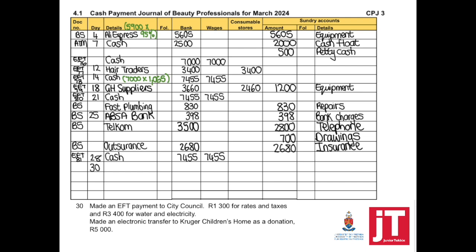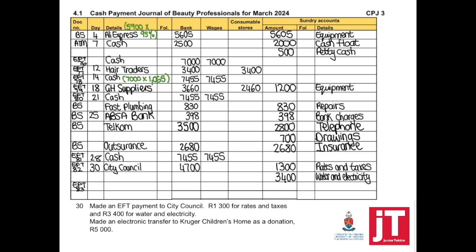So we must show it separately. We start off day 30, EFT number 82, who did we pay? City Council, for what reason? So the first transaction was for two different items, one rates and taxes, and second for the water and electricity. So in total, we paid them 4,700. Now again, make sure that you don't write the next transaction in that line. It must leave that line open. Otherwise, you're going to get it wrong.